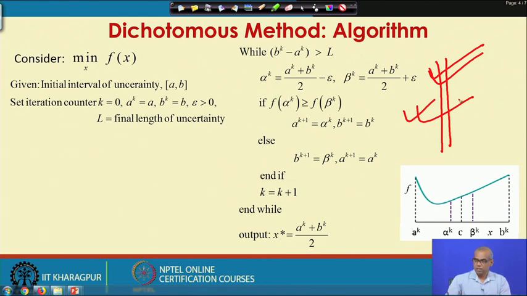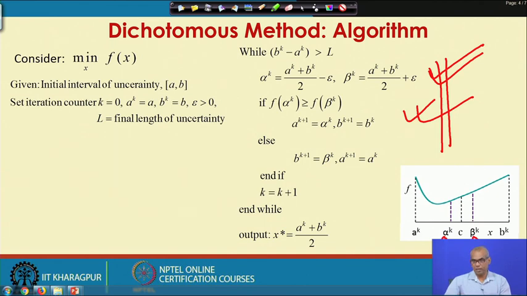If function value at alpha k is greater than that of beta k, I consider alpha k as the new a at k plus 1th iteration and b k is considered as b at k plus 1th iteration. But if the function value of alpha k is less than the function value of beta k, then beta k is considered as new b at k plus 1th iteration.